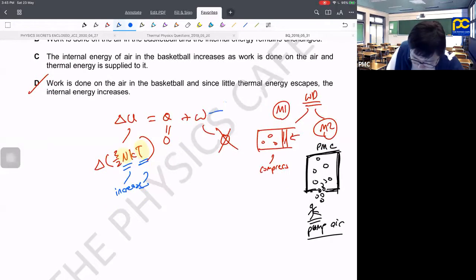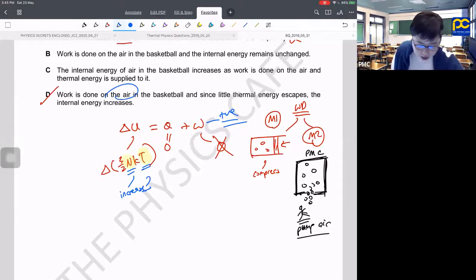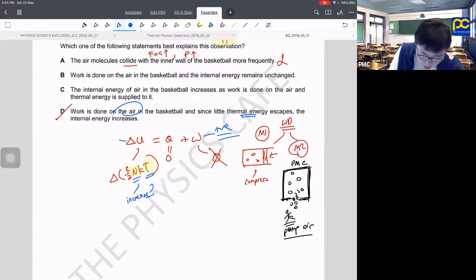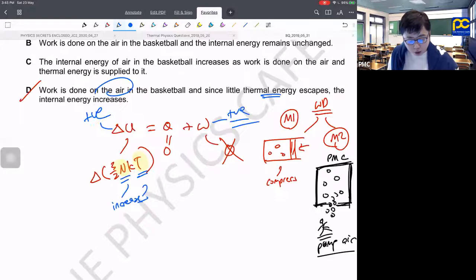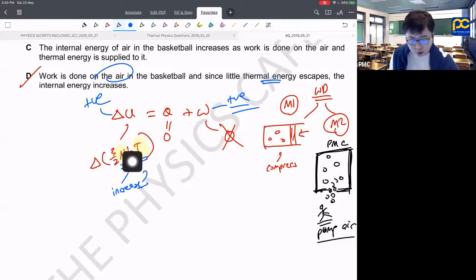So coming back to here, there is actually work done because you pump air. So what is done on the air? There is no Q because you know that it's insulated, and internal energy actually increases. The internal energy increases for, as I mentioned, two reasons: the number of molecules increases, and temperature also increases. So that could be the reason.